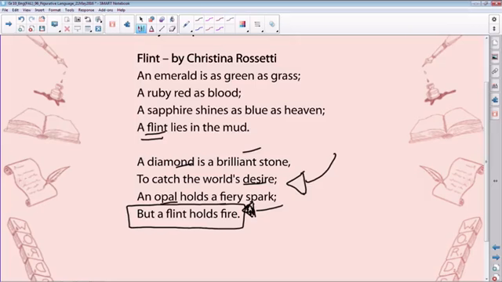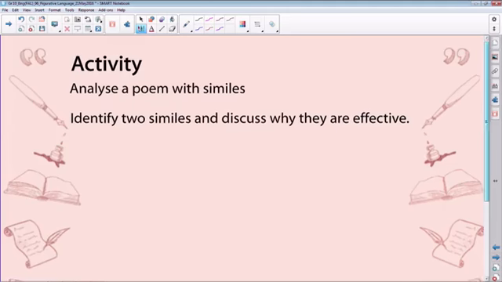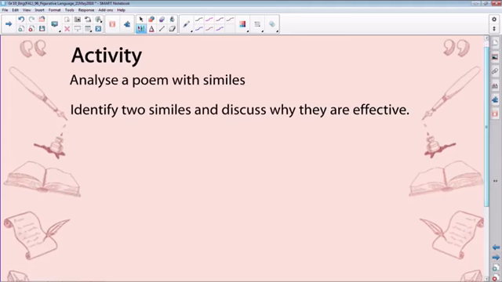So what I want you to do, and this is often how the questions are phrased in your exams or tests, is this. They'll say, identify the simile, or identify two similes and discuss why they are effective. So I'm going to get you to do that. I want you to identify two similes and discuss together why they are effective.